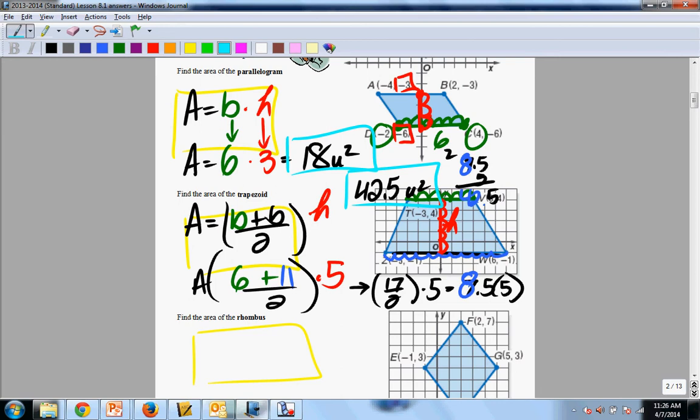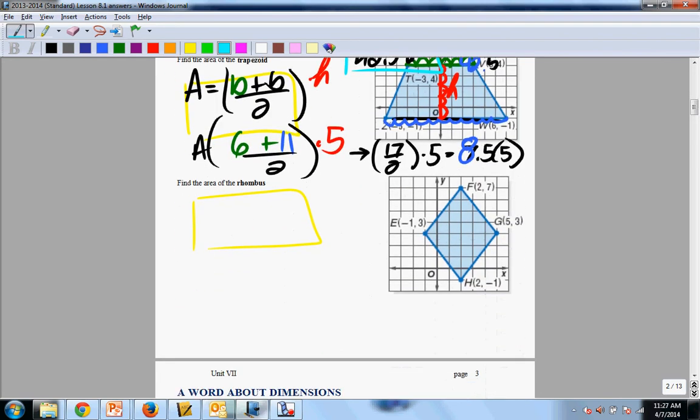Okay, let me walk you guys through it. 6 plus 11 is 17. Divided by 2. 17 divided by 2 is 8.5. And then I times by 5. And so I go 8.5 times 5, that's 25, carry the 2. 8 times 5 is 40, so you add the 2, it's 42.5.